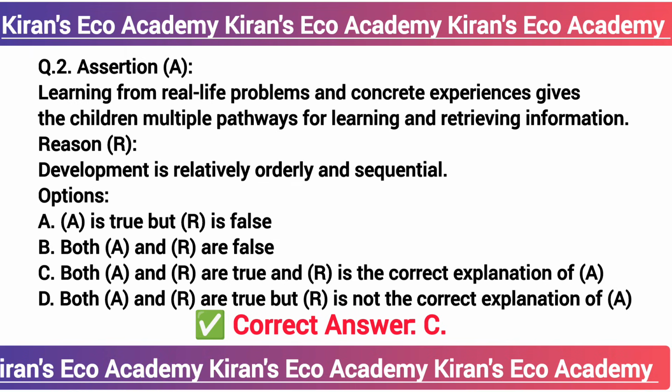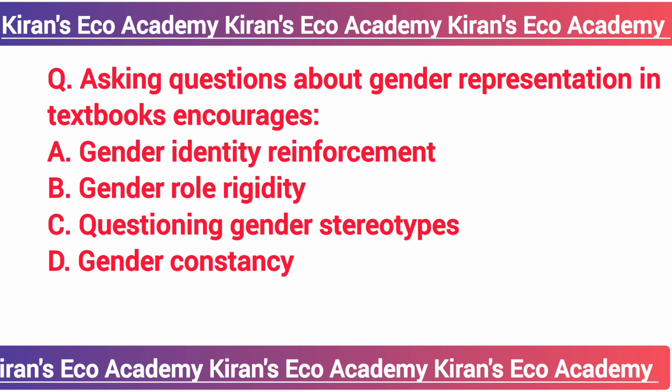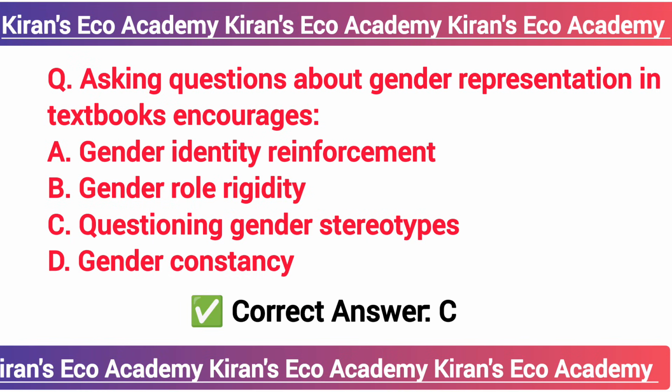Question number 3. Gender and critical thinking. Asking critical questions such as how much and in what ways are various genders represented in textbooks and media would encourage. Option A, reinforcing gender identity. Option B, discouraging gender role flexibility. Option C, questioning gender stereotypes. Option D, strengthening gender consistency. Correct answer is option C, questioning gender stereotypes.